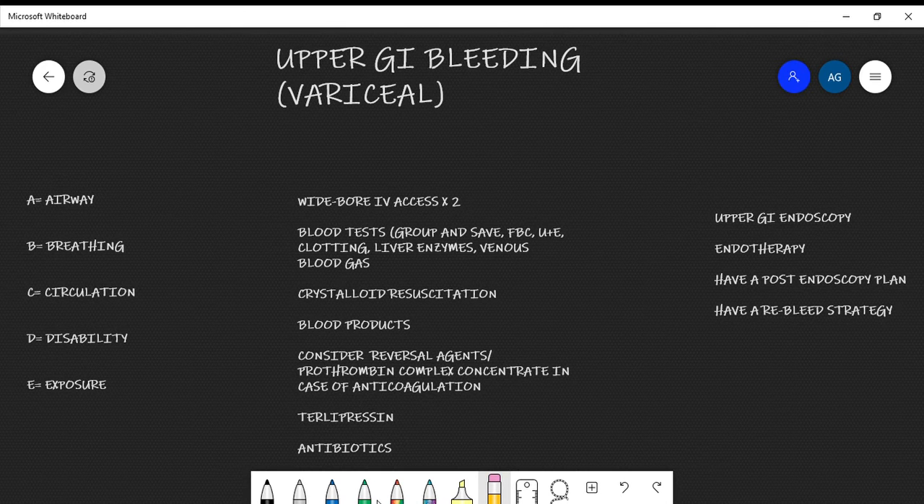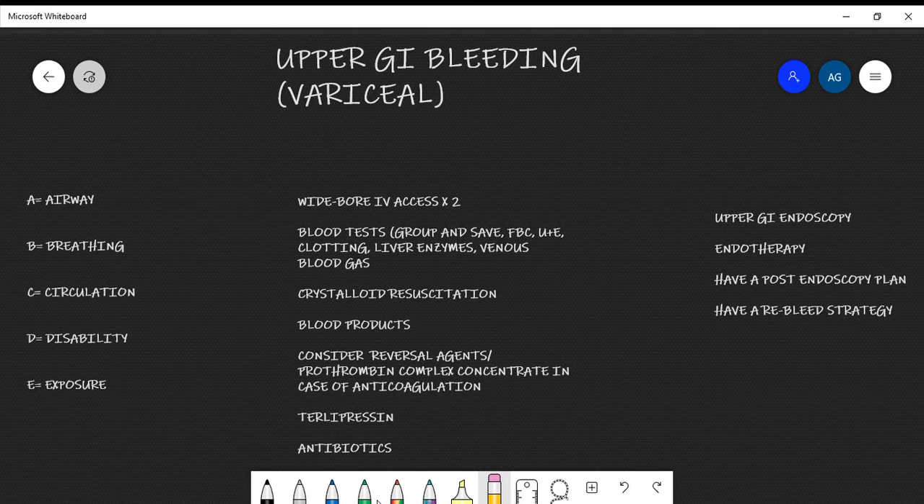Hi everyone, today's talk is going to be about upper GI bleeding. I'm going to talk about variceal bleed in particular, and this talk is geared towards medical students who are preparing for their exams or are due to soon start clinical practice. So I'm going to talk about the general principles, the basic principles involved in the assessment and management of upper GI bleeding, and how to approach the patient with the confirmed or suspected variceal bleed.